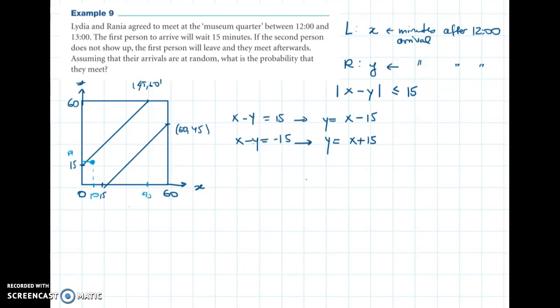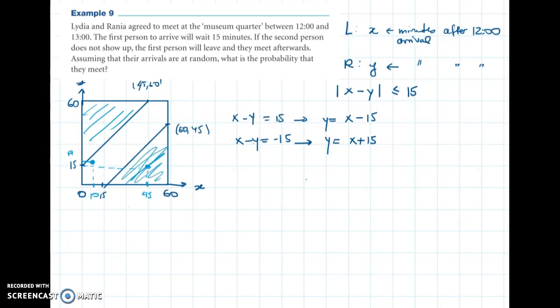Let's pick another random point over here. Let's say the point here, 45, 15. Yeah, this point over here. This point is not good for us because this is saying Rania arrived at 15 minutes after 12. She waited for 15 minutes, so let's say until 12:30, and then she left. And it was only 15 minutes later than Lydia showed up. So this is not a point where they meet. Similarly, you can see that a point in this upper triangle over here will not be a meeting point. So in this triangle, we don't have meeting points.